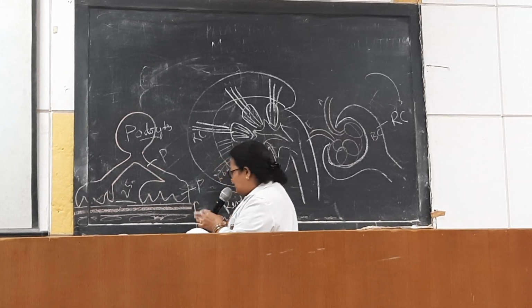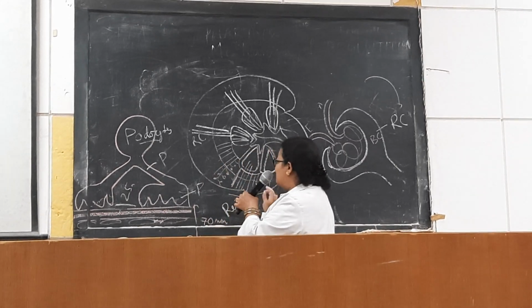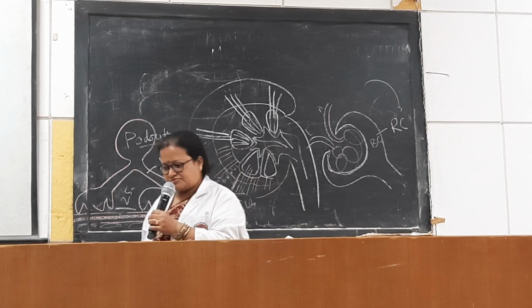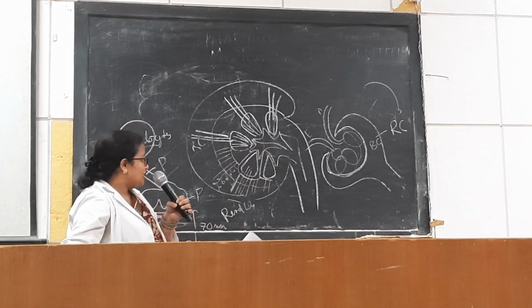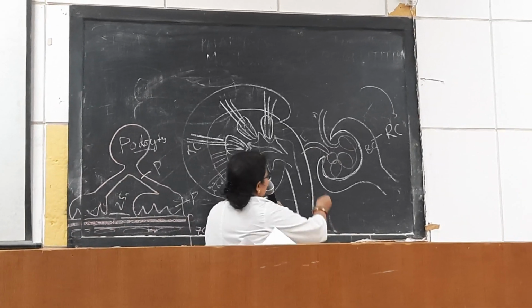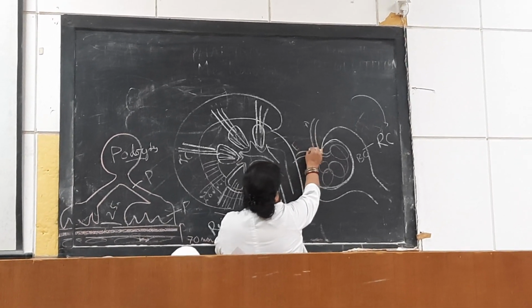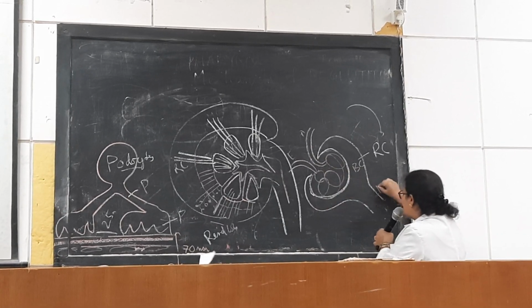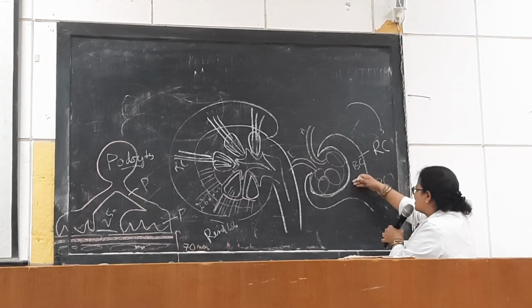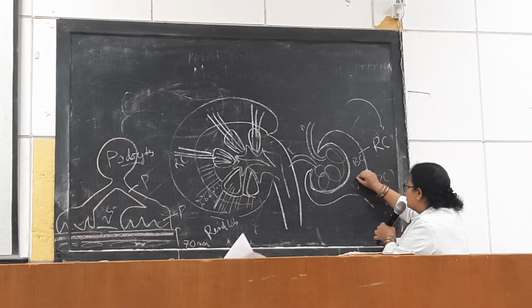So these are the three components of the filtration barrier. And here in the renal corpuscle, this is called the vascular pore, and just opposite to it, from where the proximal convoluted tubule starts, this is called the urinary pore.